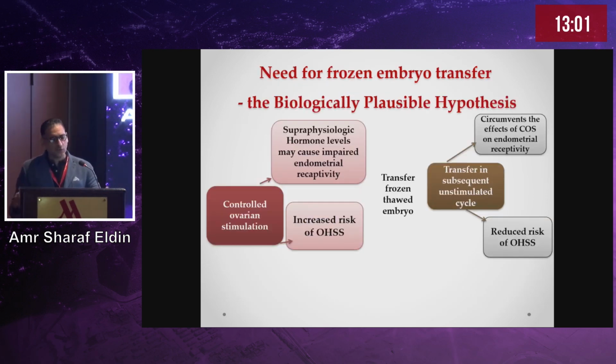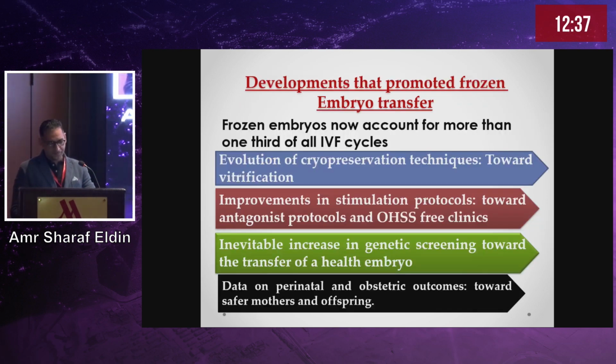Why is there a need for frozen embryo transfer? As we said before, controlled ovarian stimulation causes supraphysiological levels of hormones like estradiol and progesterone, which decrease endometrial receptivity. Also, it increases the risk of ovarian hyperstimulation syndrome. So, when we replace fresh with frozen transfer, we decrease the risk of ovarian hyperstimulation syndrome. Also, we improve endometrial receptivity.